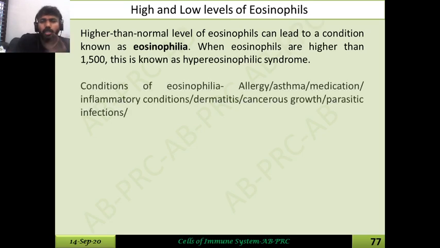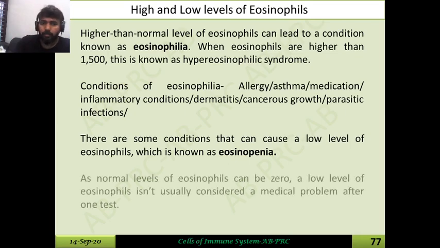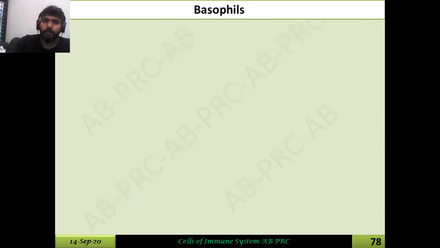Then this condition occurs during allergy or medication, inflammation, dermatitis, some cancers, parasitic infection. All these are the situations where there will be an eosinophilia. Then eosinopenia is usually not that dangerous, when the number of eosinophils is less, which is not a medically complicated situation, because even if it is zero, it is not a problem at all for the body.